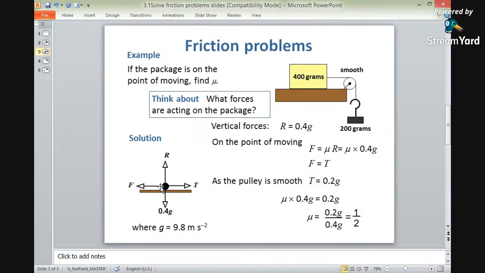What about this T? Again, here we have taken the condition of y, and we also have to take the condition of x. Summation of Fx is equal to 0. That means right side is equal to left side, that is F is equal to T. Next, as the pulley is smooth, T is nothing but equal to 0.2 g. Here we have taken this 0.2 g.